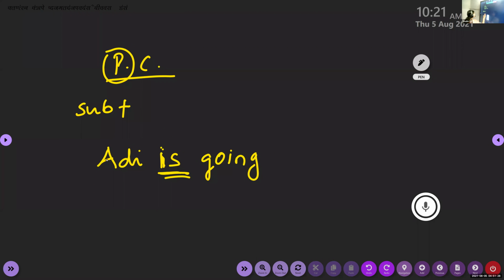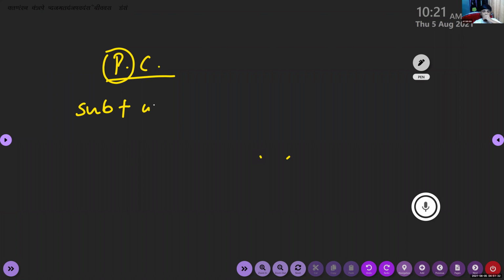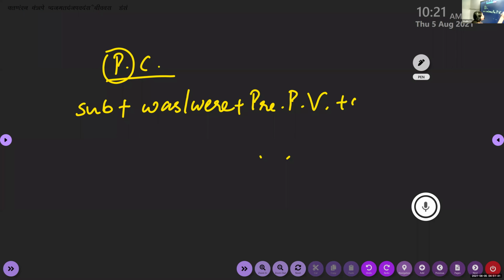So let us start from here. Subject plus was or were plus present participle form of a verb plus object. Very good. One sentence, please. He was writing a letter. Very good. He was writing a letter.